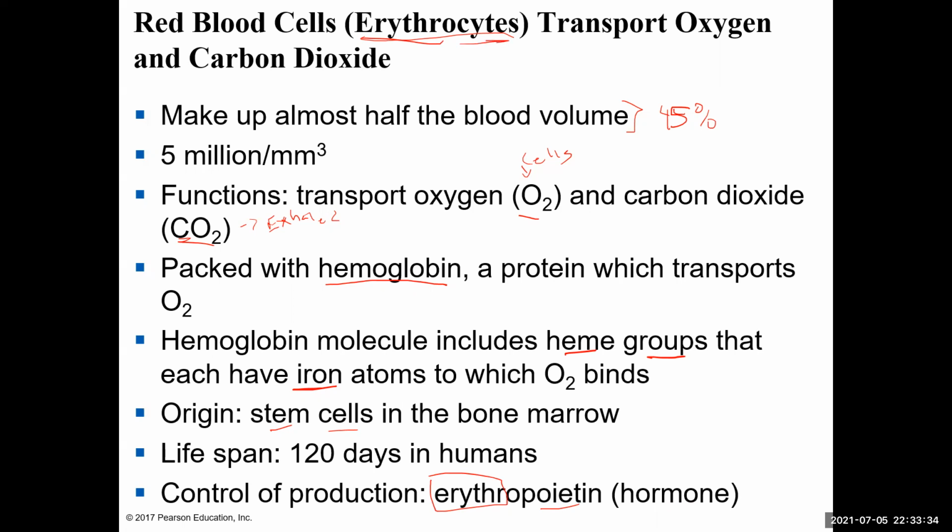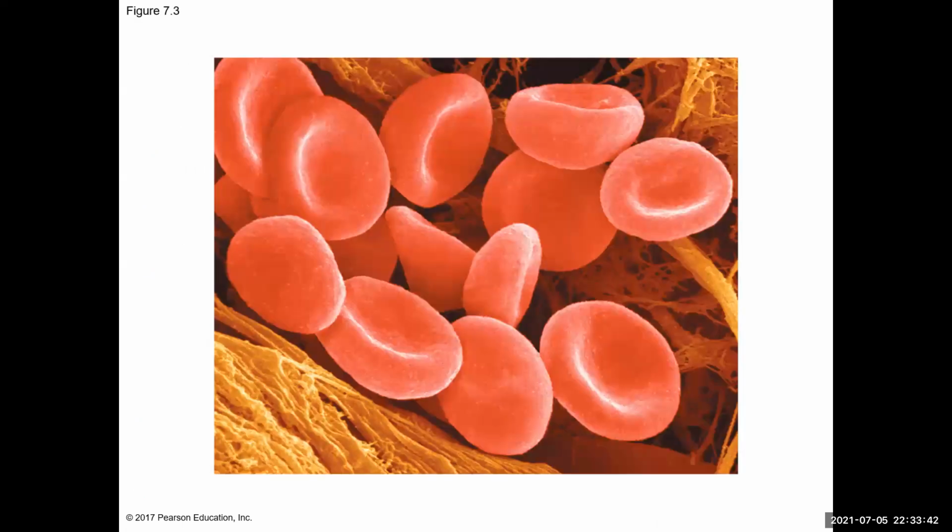So cytes is a cell, and then poietin is referring to the hormone. So it's basically the hormone that's responsible for making red blood cells. So this is the typical shape of a red blood cell. So it has that conical shape to it.